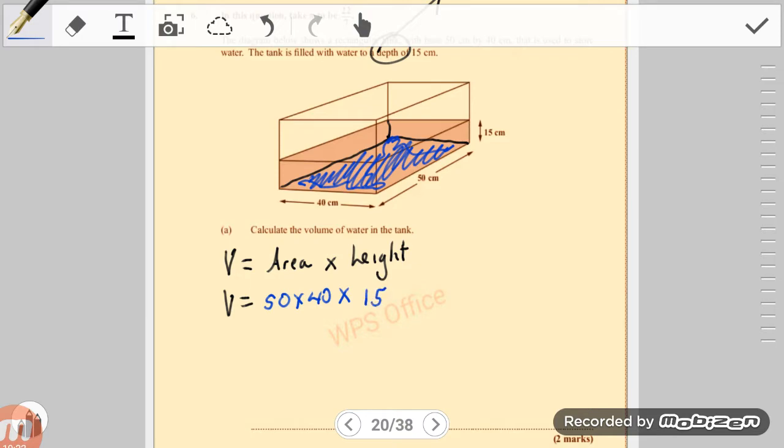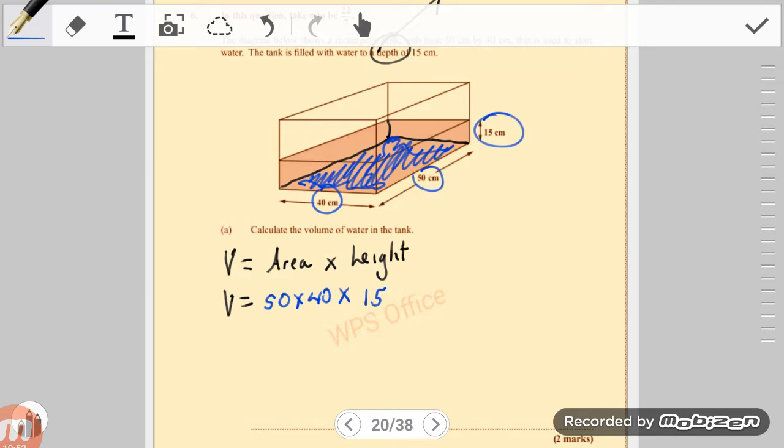One of the things that I also want to tell you guys to look out for is that sometimes you might get a little bit tricked. Sometimes they may put a different unit of measurement here, so they may put centimeter, centimeter and meter. Do not get tricked. Always look to see if the units of measurement are all the same.